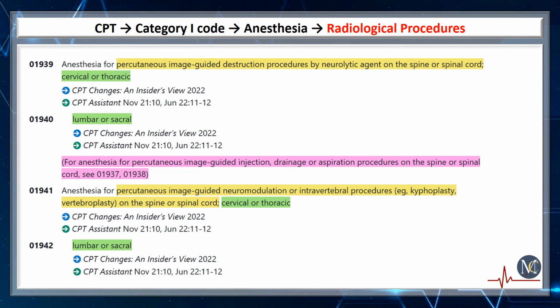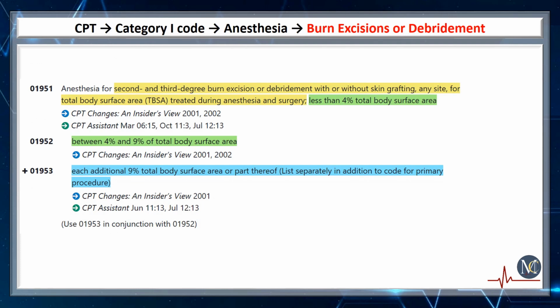The anatomic area for the procedure is the cervical or thoracic spine or spinal cord. Next code is 01942, lumbar or sacral. Same procedure, but the anatomical site is lumbar or sacral. Burn, excision or debridement. The next topic of CPT anesthesia.